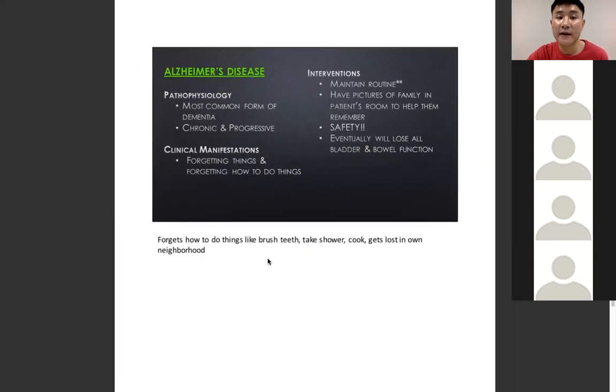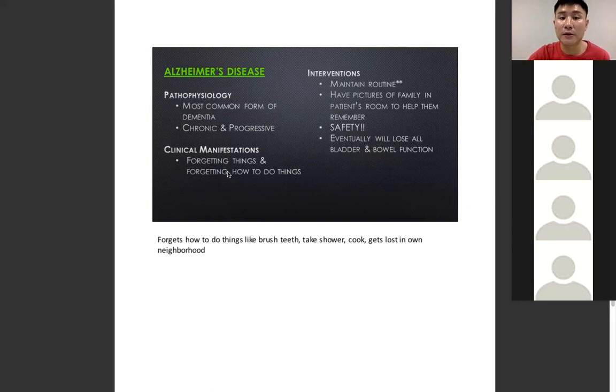Okay, now we have Alzheimer's disease. So we are very familiar with this disease. In simple terms, Alzheimer's disease is someone who will be forgetful to the point that they no longer remember or recognize the normal things or someone they love.